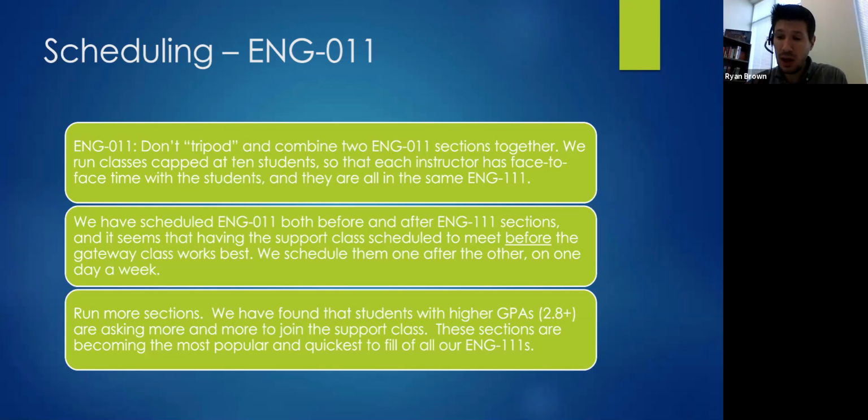We also have found that we need to run more sections. Students with higher GPAs are asking more and more to join the support class. So even students who don't need the course are asking to be a part of English 011. Right now, this fall of 2021, we're running 6 sections of English 011 because the demand is higher.